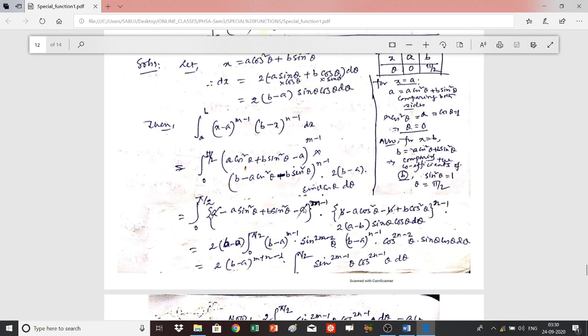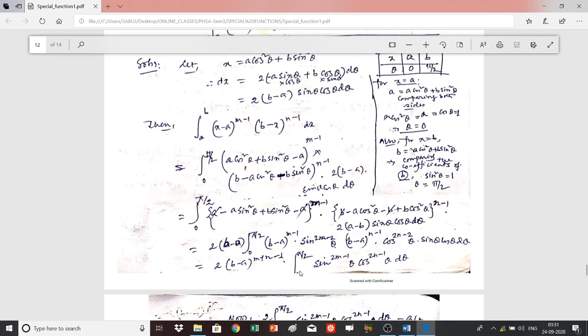So b minus a, if you take b minus a outside this bracket, that will give you (b minus a) to the power n minus 1, then sin square theta, so sin to the power 2m minus 2 theta, and in a similar way this will give you minus (b minus a) to the power n minus 1 cos to the power 2n minus 2 theta sin theta cos theta d theta. Finally that will give you 2 into (b minus a) to the power m minus 1, n minus 1, and then here is 1, so that will give you m plus n minus 2 plus 1.